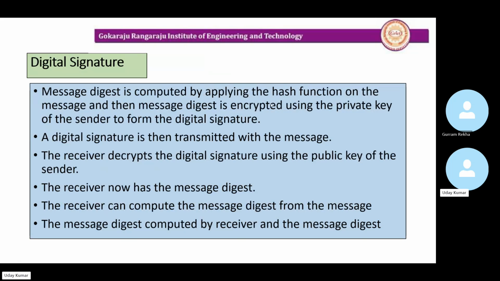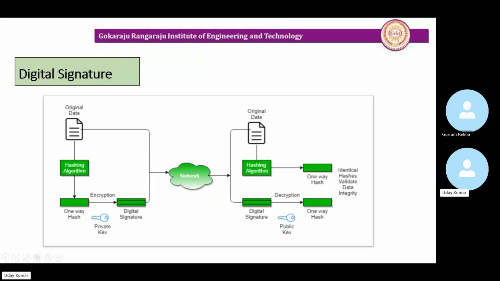The receiver decrypts the digital signature using the public key of the sender. The receiver now has the message digest. The receiver can also compute the message digest from the message. Then the message digest computed by the receiver and the message digest from the signature are compared. So to understand this, this is the original data, students. You just pass it to a hashing algorithm and you get a one-way hash. Then you use a private key and do the encryption, and you get a digital signature, right? So this is passed over a network here.